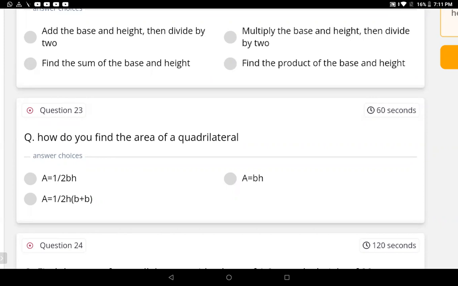Yes, ma'am, because here half base into height is of a triangle, then half h in bracket b plus b. This formula I've seen in none of the quadrilaterals. But BH is in most of them. Like square is also BH only, rectangle also BH, parallelogram also BH.